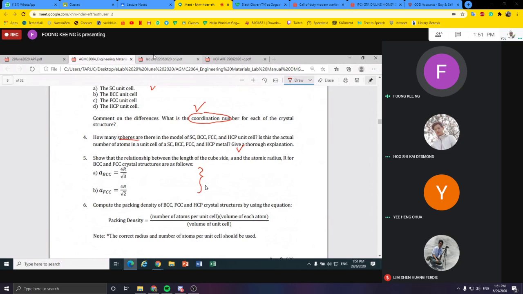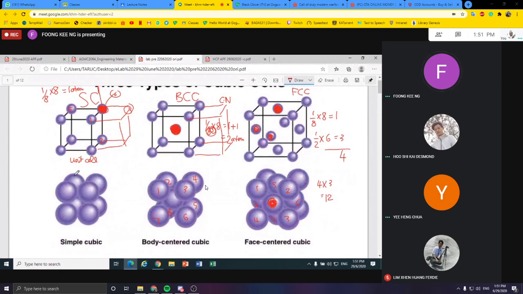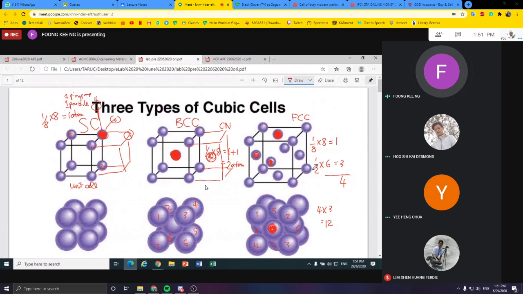So let's go back to here. This is your simple cubic, this is your BCC, this is your FCC. Now, can you see in all three structures we always have a corner atom? Can you see this corner atom? It's touching the one at the other side of the corner. So can you tell me how many radii of the atom are there?